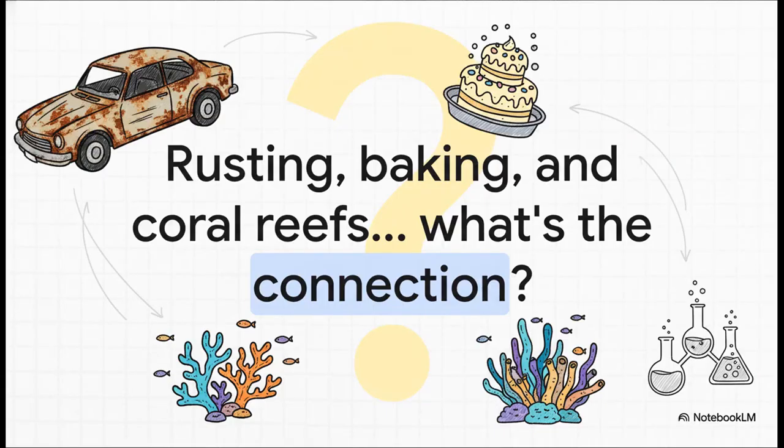Okay, think about this for a second. A car slowly rusting away, a cake rising in the oven, and a massive coral reef growing under the sea. What on earth could those three things possibly have in common? I mean, they seem completely unrelated, right? Well, it turns out they all share a secret connection, a fundamental chemical pattern that scientists have learned how to spot.